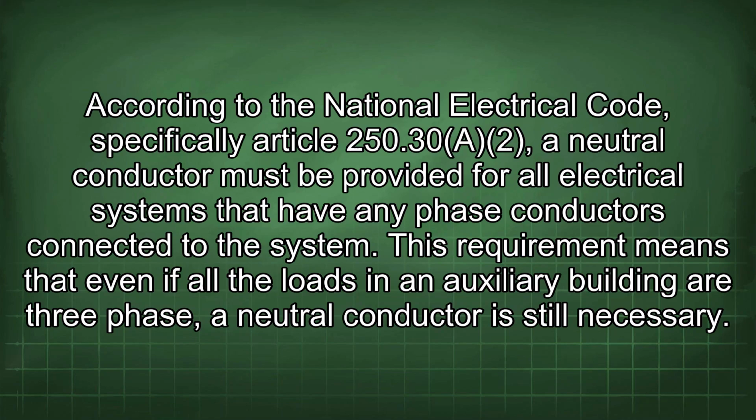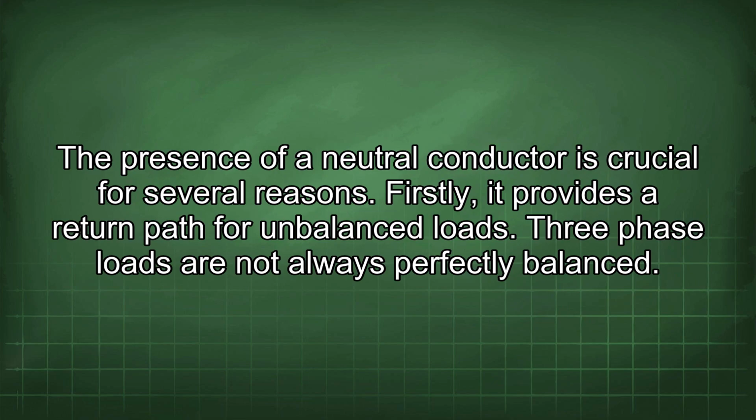According to the National Electrical Code, specifically Article 250.30(A)(1), a neutral conductor must be provided for all electrical systems that have any phase conductors connected to the system. This requirement means that even if all the loads in an auxiliary building are three-phase, a neutral conductor is still necessary. The presence of a neutral conductor is crucial for several reasons.